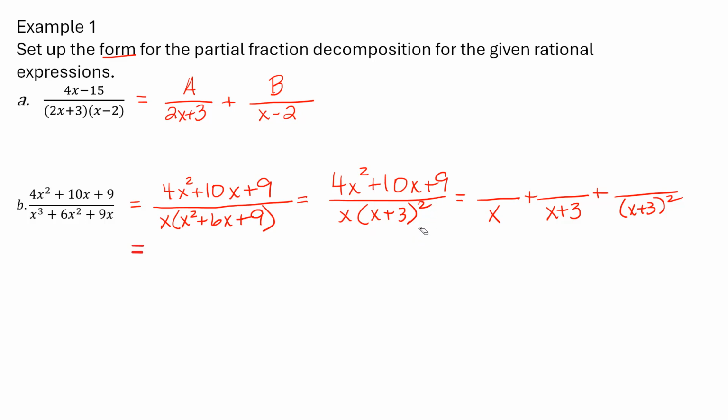whenever you have a factor raised to a power. Okay, so the numerator for the first fraction, this is linear in the denominator, so it will be a constant. This is also linear, so it will be a constant. This factor right here is also linear, even though it's raised to the second power. X plus 3 itself is linear, so the numerator will be a constant. So that is all there is to setting that up.